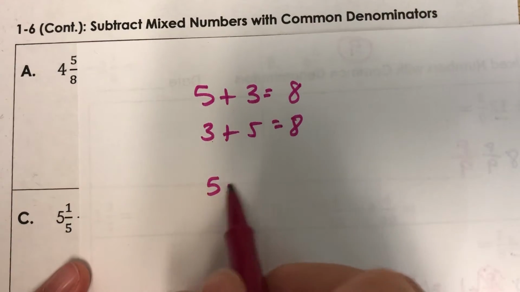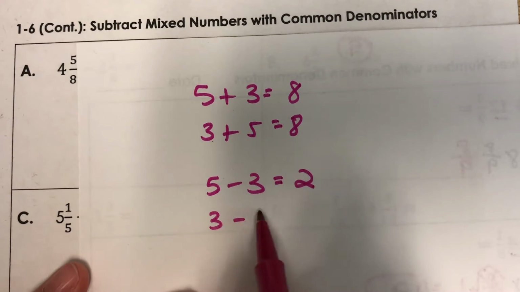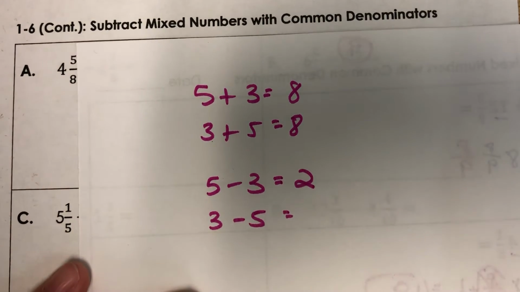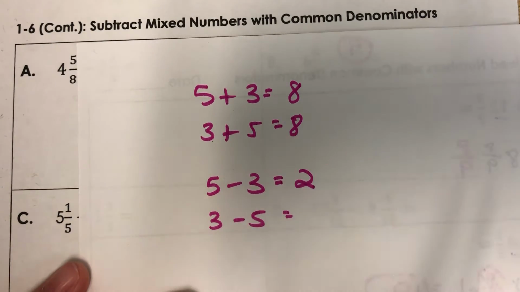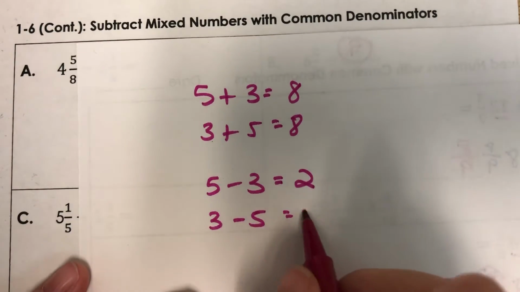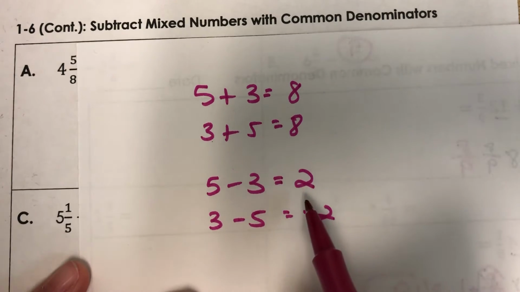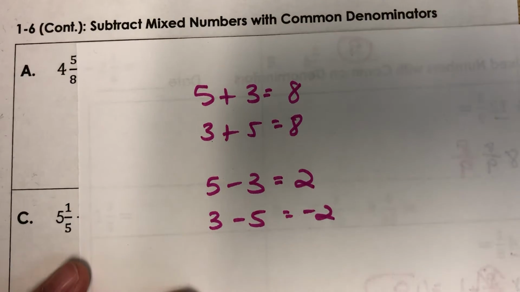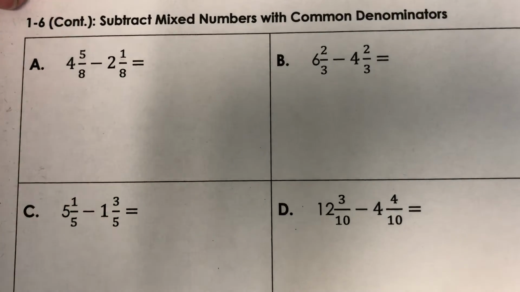If I ask you what 5 minus 3 is, you would know that's 2. But is 3 minus 5 2? No. If you have 3 and someone tries to take 5 away, you don't even have enough for them to take away 5, right? This would actually be -2, which you don't have to know just yet. But what you do need to know is that order matters when you subtract, right? So you can't just switch the numbers around like you can when you do addition. Keep that in mind as we work through these.